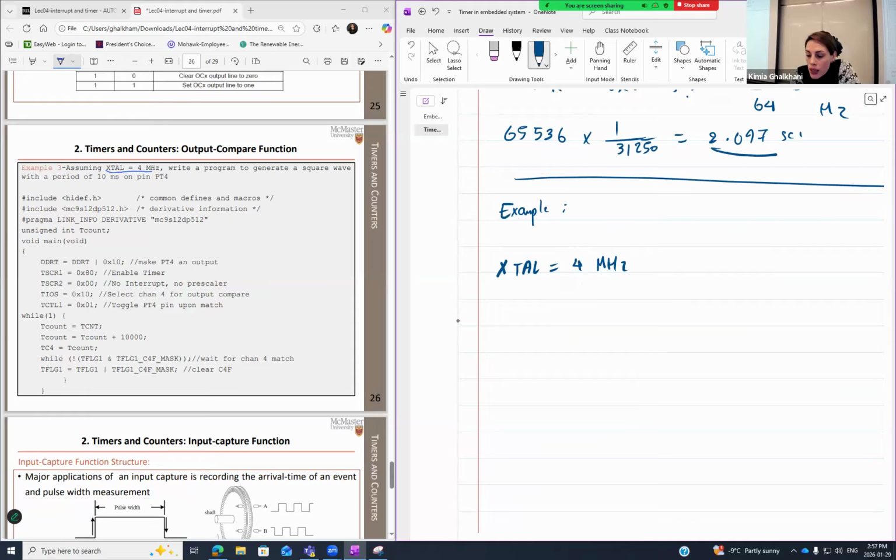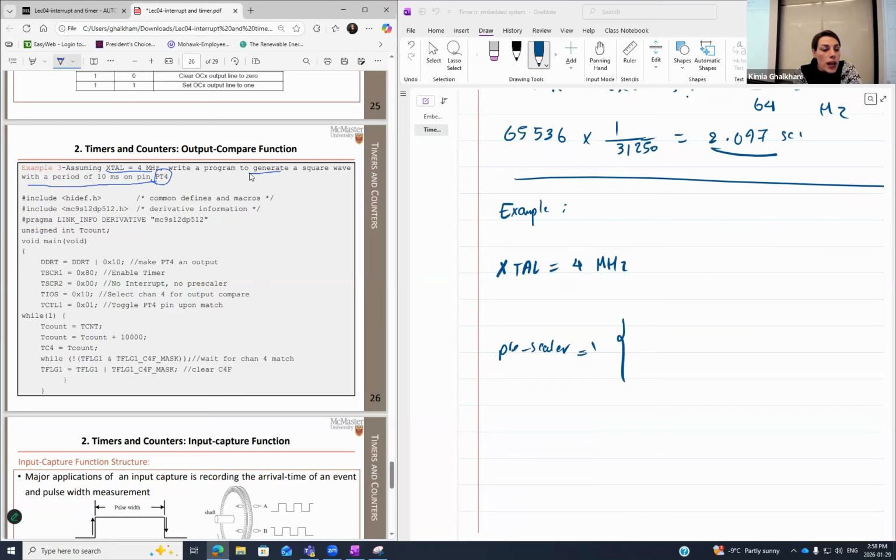Based on those two, I'm first going to say for prescaler 1, if my prescaler is 1, I have been asked to write a program to generate a square wave with a period of 10 milliseconds on pin 4 of port T. PT4 means pin 4 of port T. So I'm looking at 10 milliseconds, and I'm looking at generating a square wave.